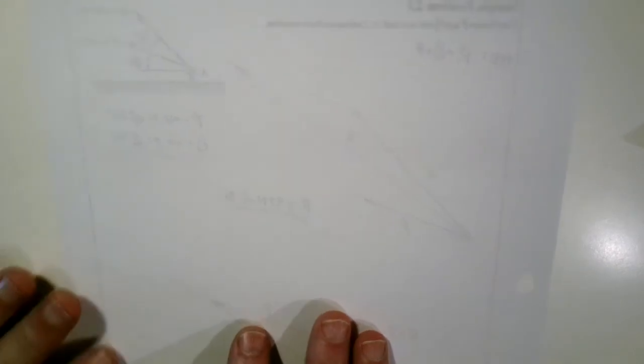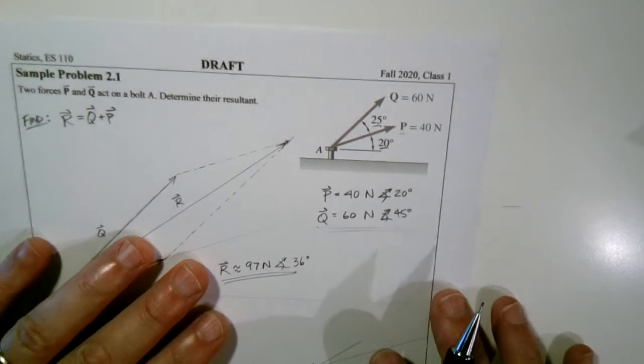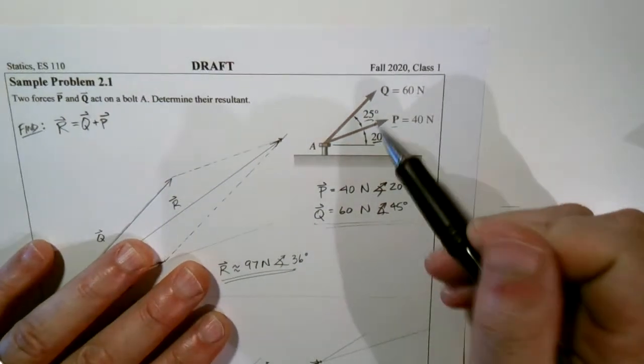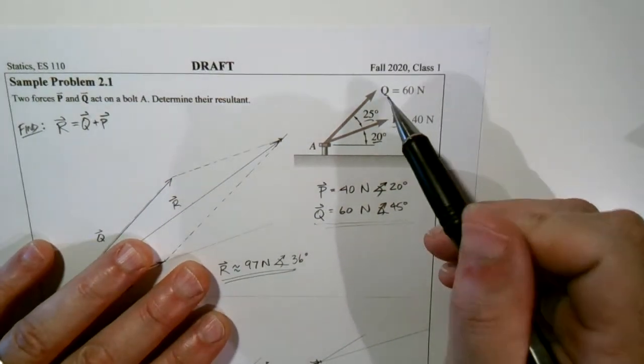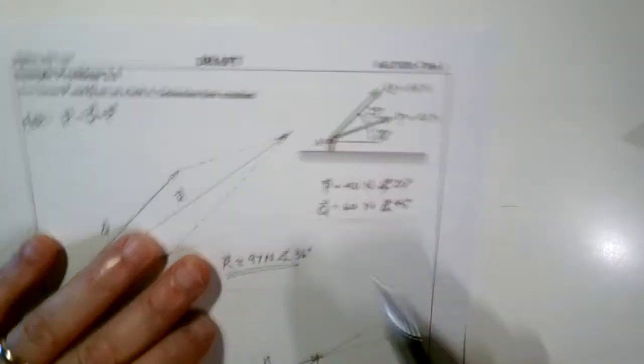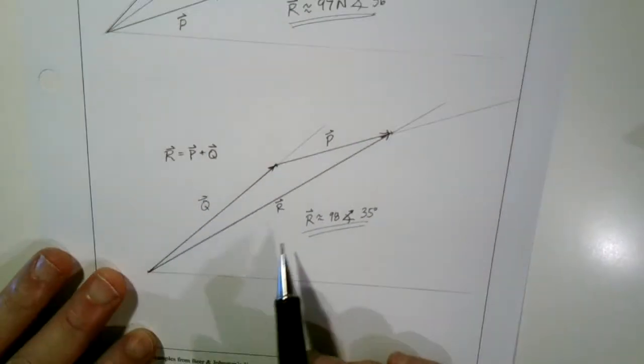Okay, so this is going to be, I think, the second part of sample problem 2.1, where we're going to do the problem again. All right, so here was the problem. As you could see, we're going to add. We want to find the resultant of P plus Q. So we had R, but we're going to use this same triangle right here.